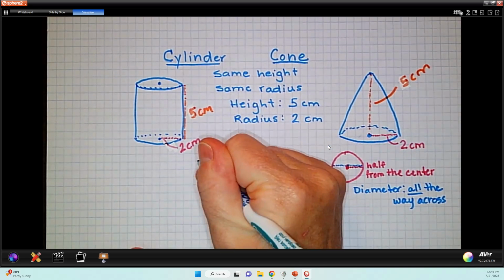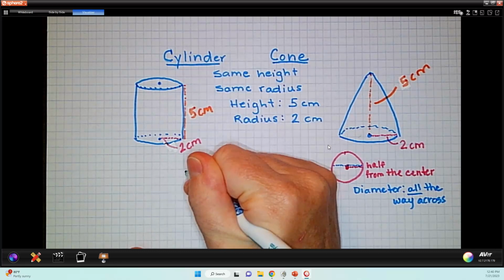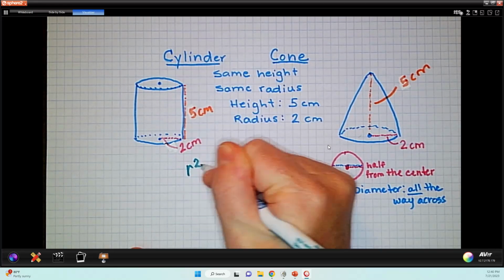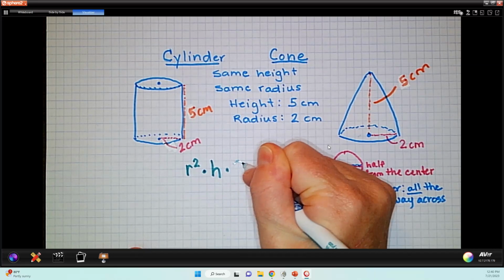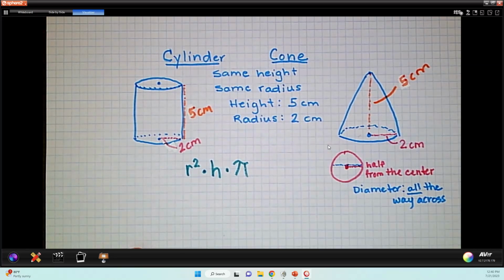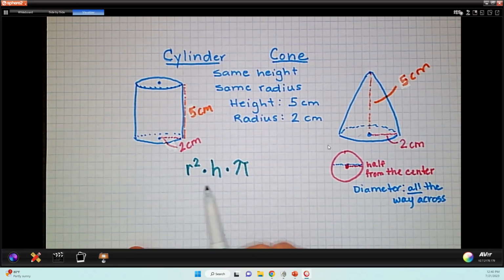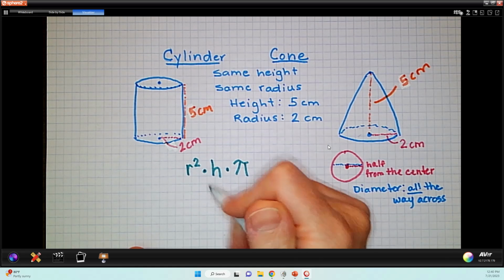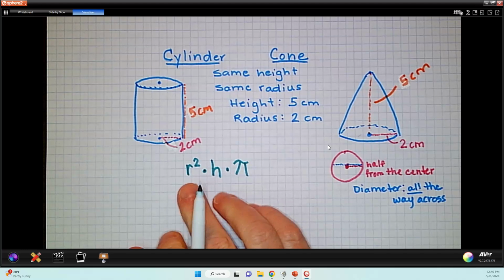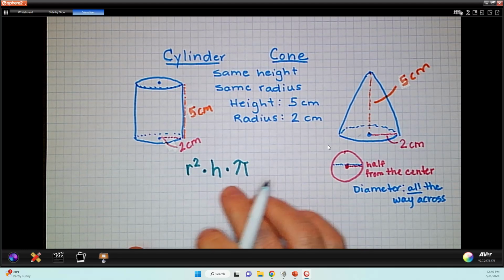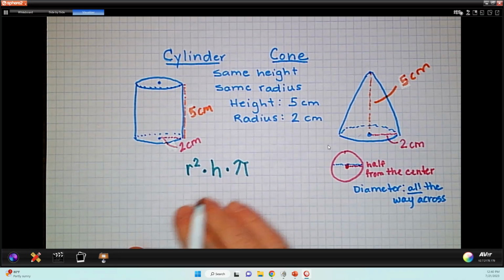So we use the formula for cylinder. We have our radius squared. We're going to multiply that by the height and pi for this because the circular base. And this can be done in any order. So this is because of the commutative property. You can reorder. We could start with height, then radius, then pi. We could start with pi, then radius, then height. The order doesn't matter.